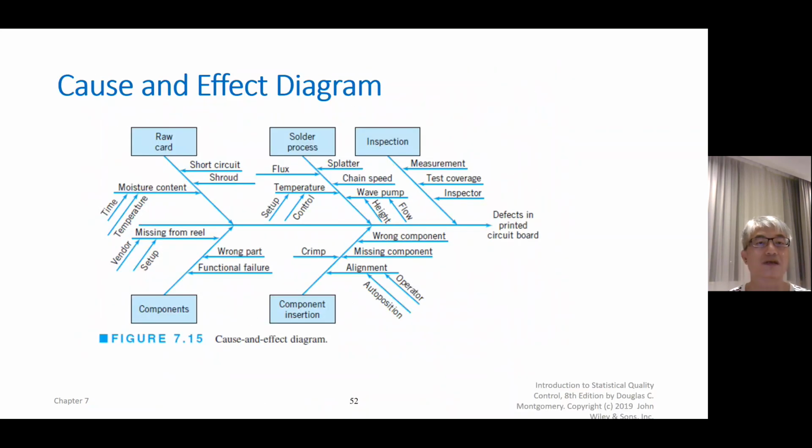Then also a cause and effect diagram will be really helpful, and the defects in printed circuit inspection that are related to the measurement, the test coverage, inspection, soldering process, spreader, change speed and weight pumping, flux and temperature, roll car, the short circuit shroud, and the moisture content missing from rail, and the component insertion, the chrome operator, and the automation.